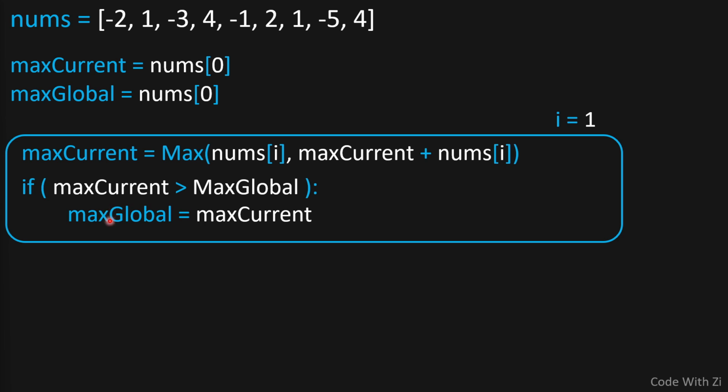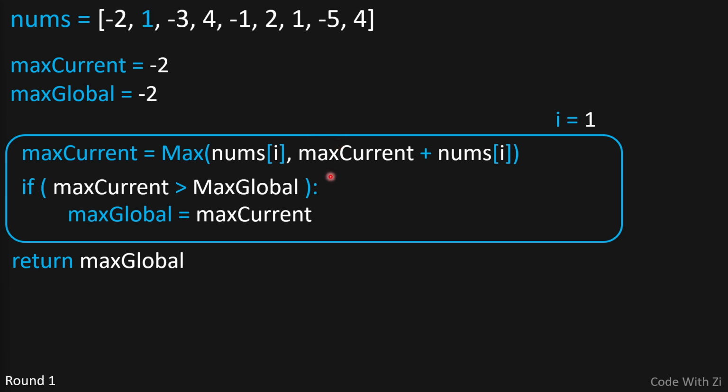At the end, we're gonna return our max global, and this is gonna be all of our code. Now, let's visualize everything together. So when we run this code, we're gonna say first, max current should be equal to nums at the index of 0, and that's gonna be -2. And then we're gonna say max global should be also equal to nums at the index of 0, and that's gonna give us -2.